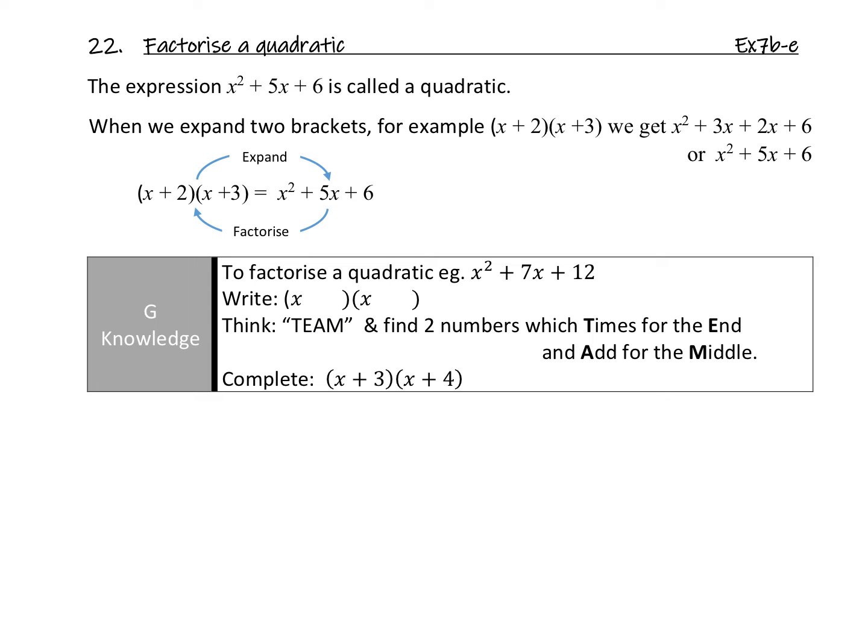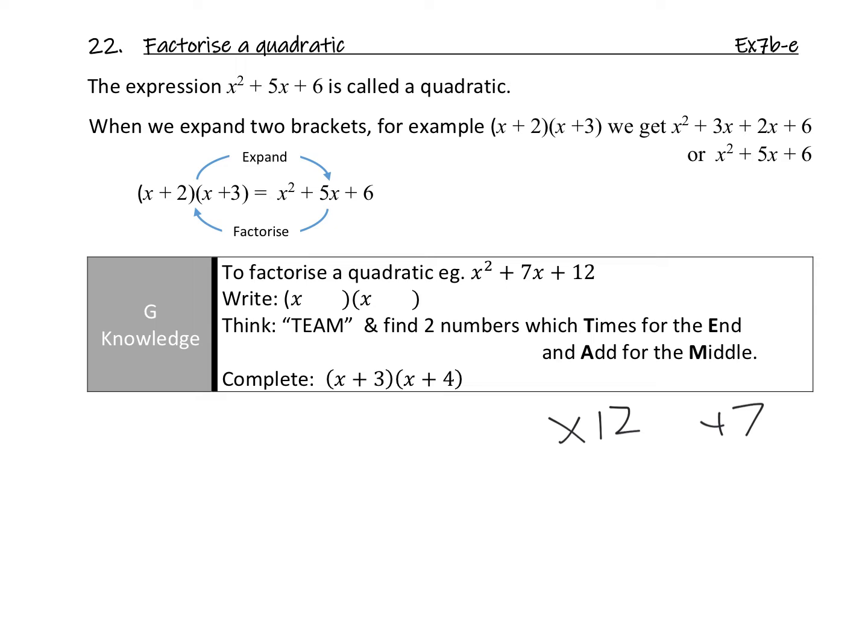Now what does that mean? So you're looking for two numbers which times for the end. Well, the end of the quadratic is 12. So we're looking for two numbers which multiply, or times, to give 12. But they also have to add for the middle. So if we look at the middle term in the quadratic expression, that middle term has a number 7. So we're looking for two numbers which also add to give 7.